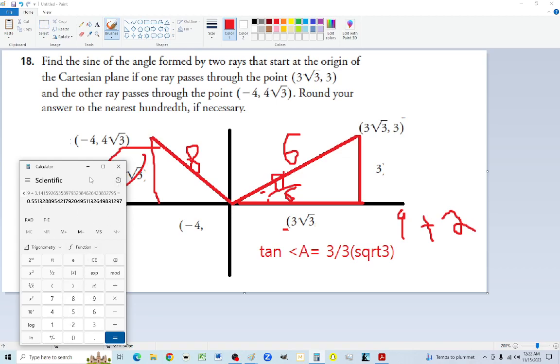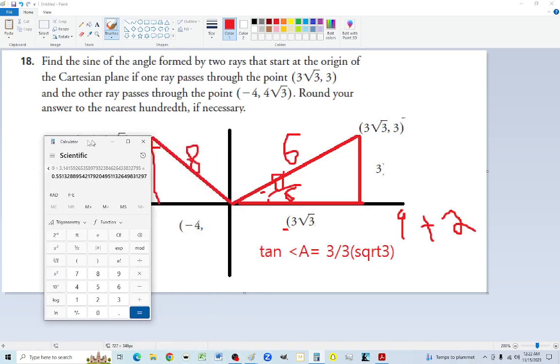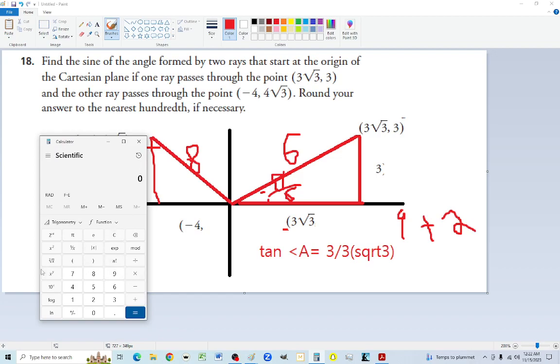Let's try it in degrees. Oh, I forgot arctan. Stupid me. So we'll try that all over again. Square root of 3 times 4, all divided by 4. Let's take it in degrees. We're going to do arctan. And we discover 60 degrees.